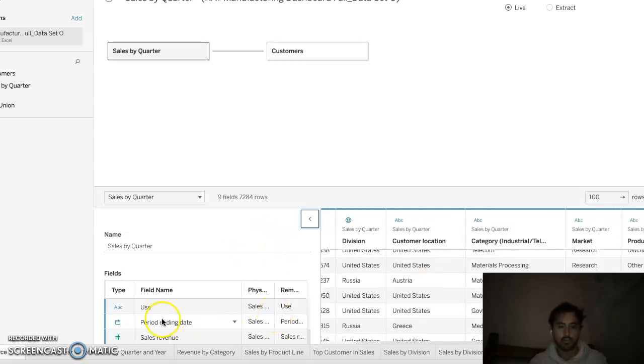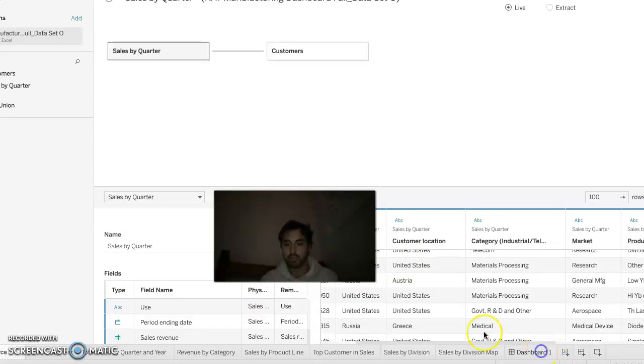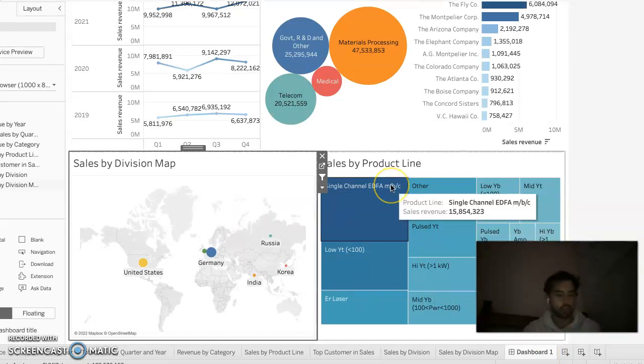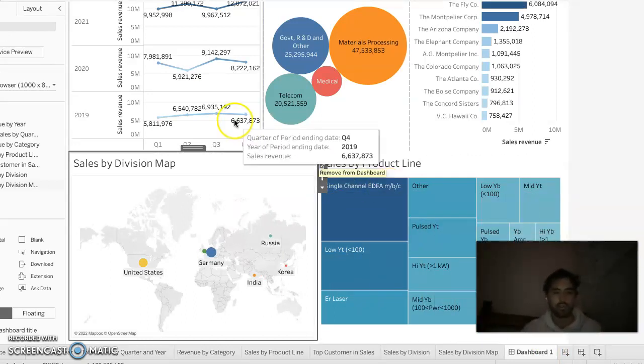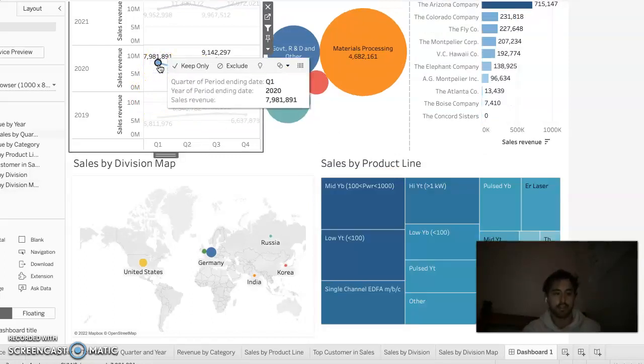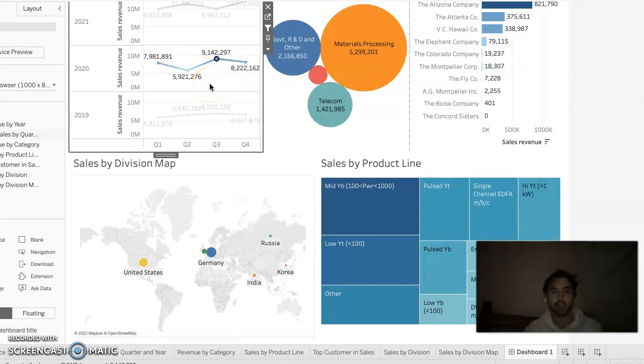So, looking at question 1, when asked about the total sales revenue for the third quarter of 2020, you can see that the sales would be in the third quarter right here. That'd be $9,142,297.